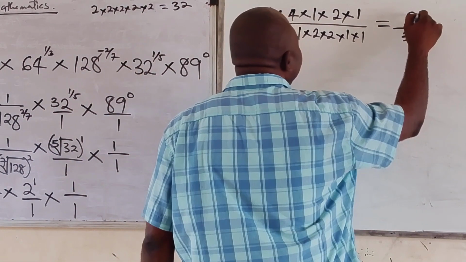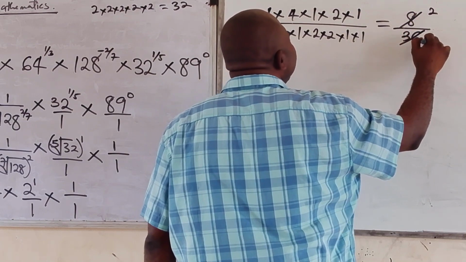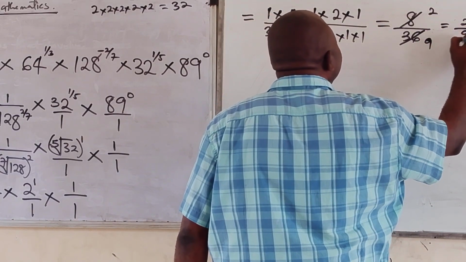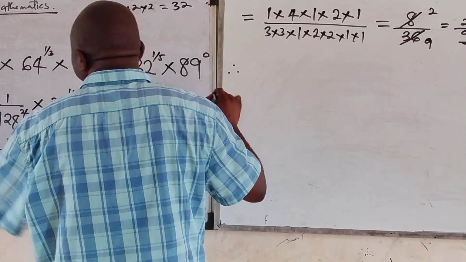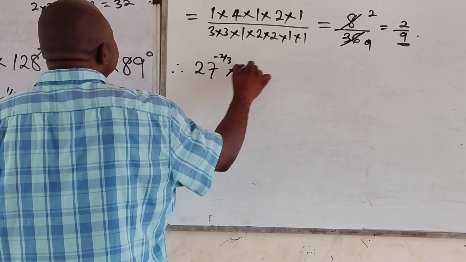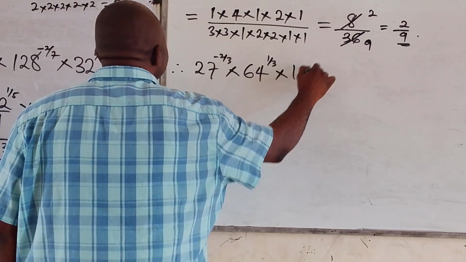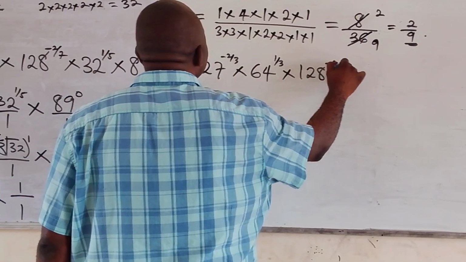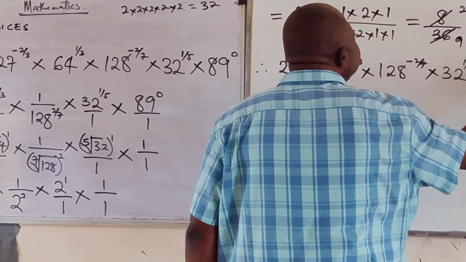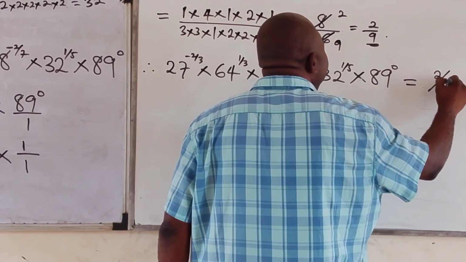So here, let's look at this now. 4 here is 2, and 4 here is 9. So the final answer is 2 all over 9. So the whole of this, 27 raised to the power of minus 2 all over 3 times 64 raised to the power of 1 all over 3 times 128 raised to the power of minus 2 all over 7 times 32 raised to the power of 1 over 5 times 89 raised to the power of 0, the answer to this is 2 all over 9.